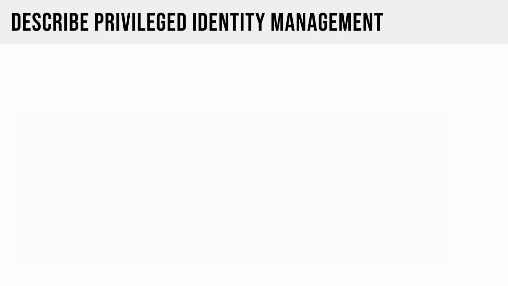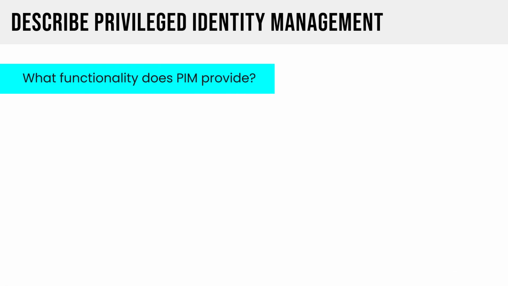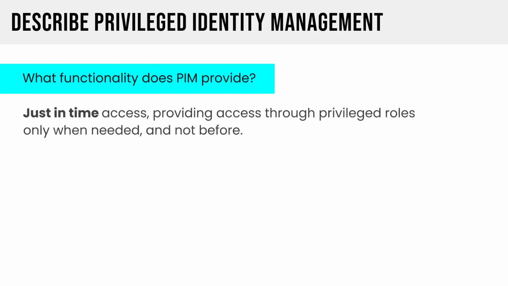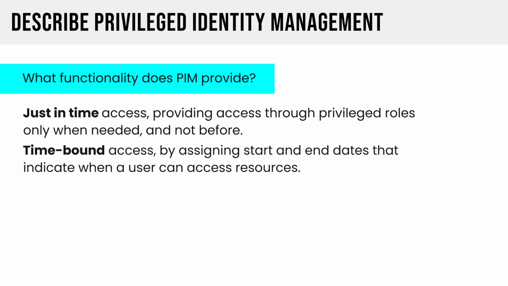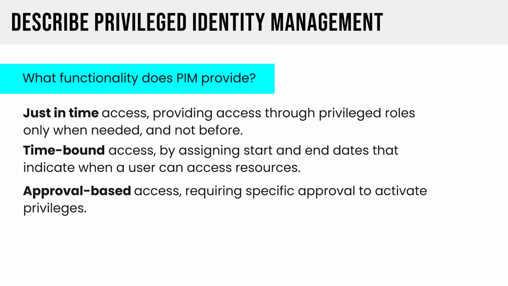So continuing on with PIM. What functionality does this give us? Well, it gives us just-in-time access by providing access through privileged roles only when needed and not before. It's time-bound access by assigning start and end dates and times that indicate when a user can access the resource. And it can be approval based if we want, so we can require specific approval.